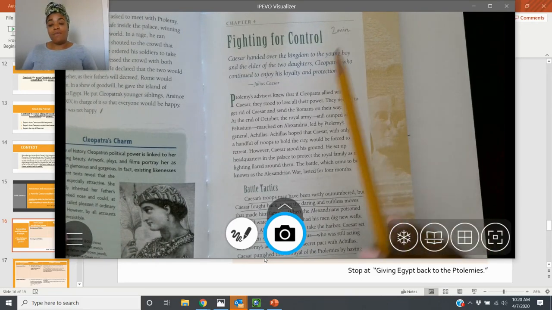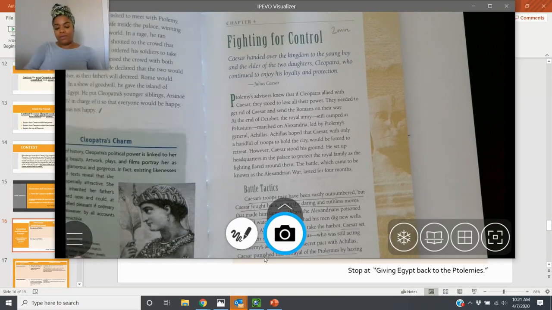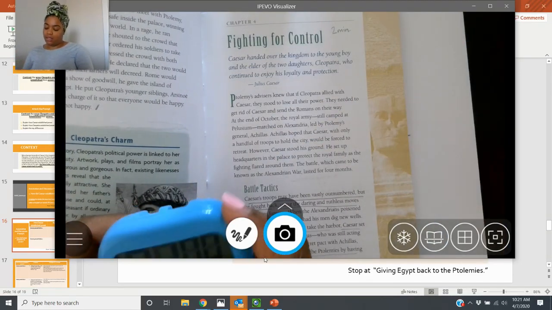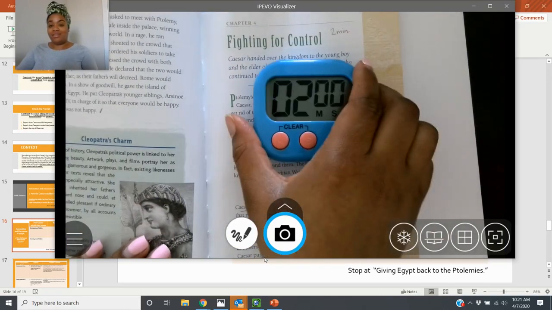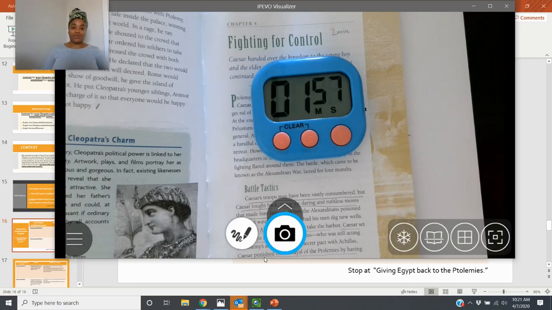You will have 2 minutes. Again, you're just reading and annotating. You are not completing your chart. You are just going in, reading and annotating for ways that Caesar is powerful. You have 2 minutes. And your 2 minutes has started. You're just reading.